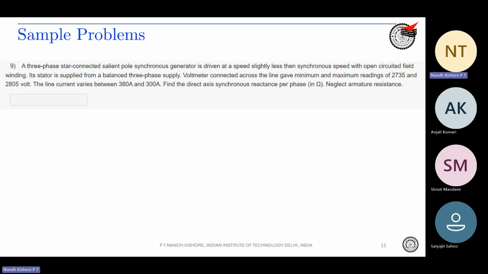So the next question is: a three-phase star-connected salient pole synchronous generator is driven at a speed slightly less than the synchronous speed with open-circuited field winding. Its stator is supplied from a balanced three-phase supply. A voltmeter connected across the line gave minimum and maximum readings of 2735 and 2805 volts. The line current varies between 380 amperes and 300 amperes. Find the direct axis synchronous reactance per phase.